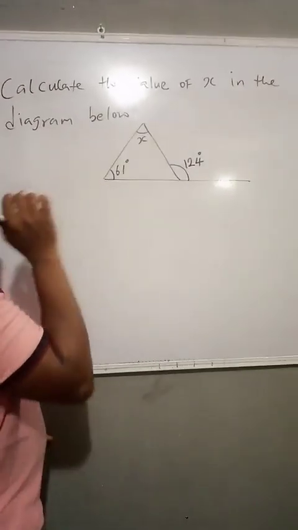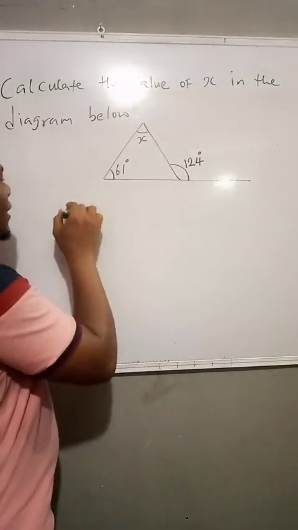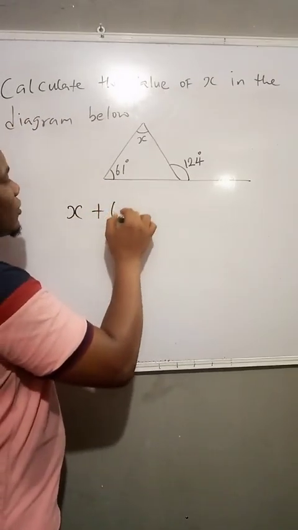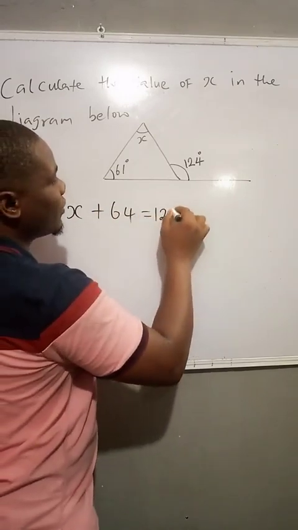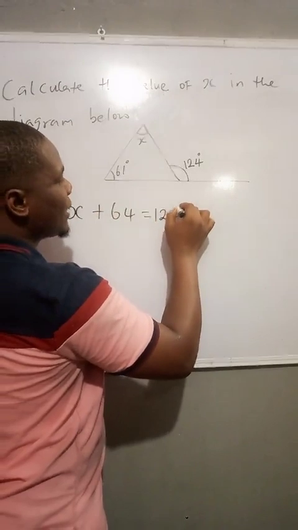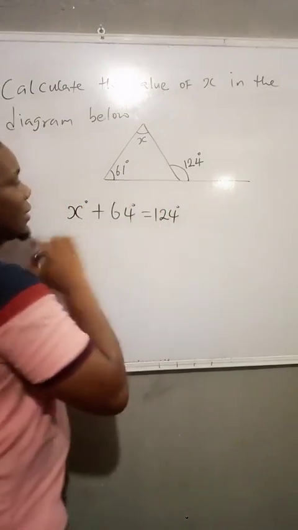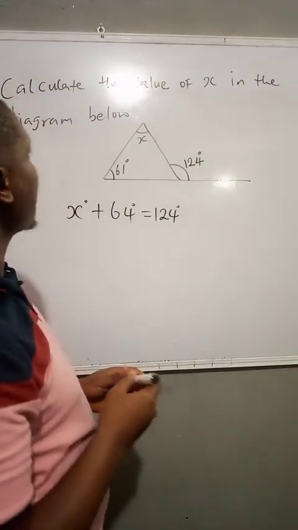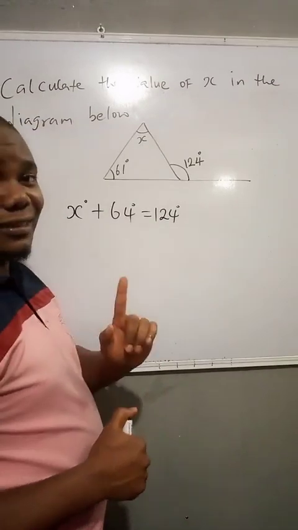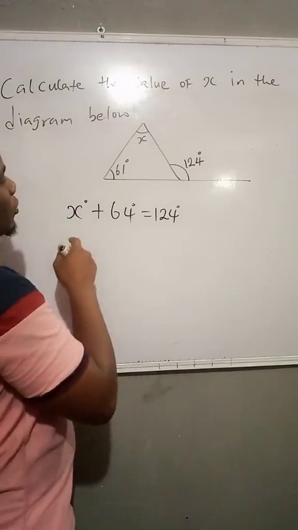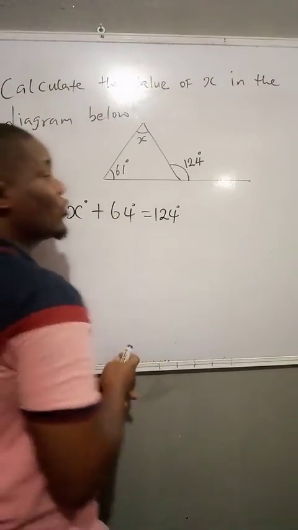So when I have this, what will I do? I will come here and say x plus 64 degrees is equal to 124. Anytime you are dealing with these angles, you must state the reason. Why did I just come to say x plus 64 equals that? The theorem I stated.